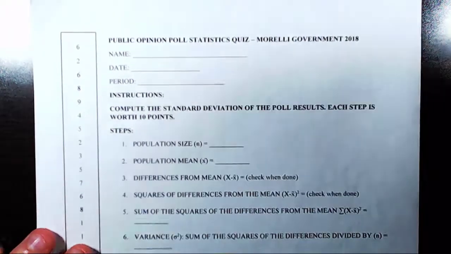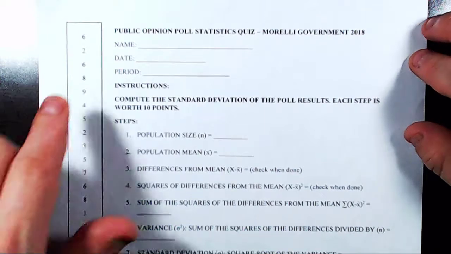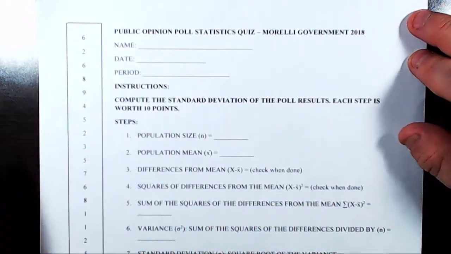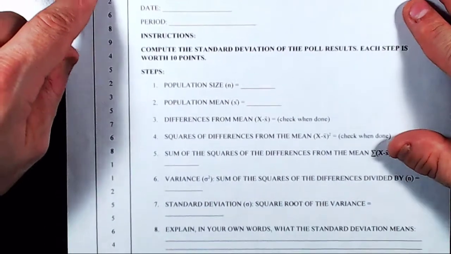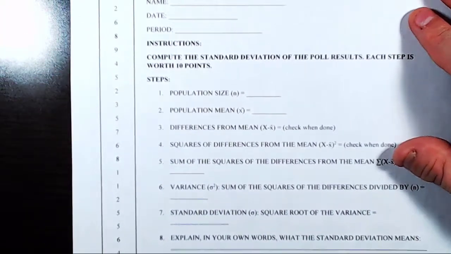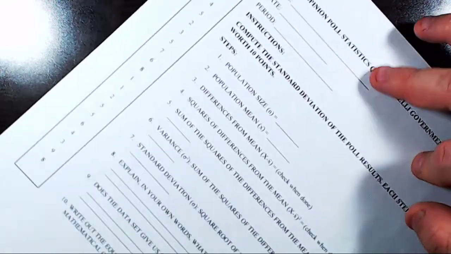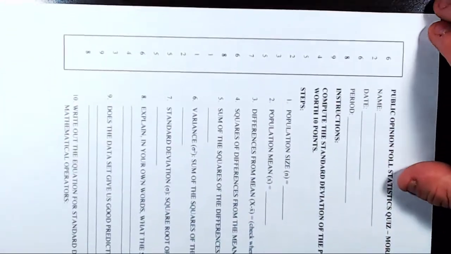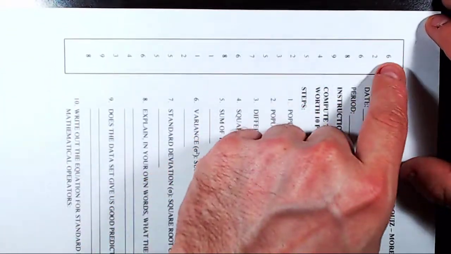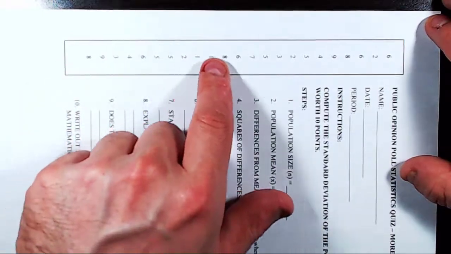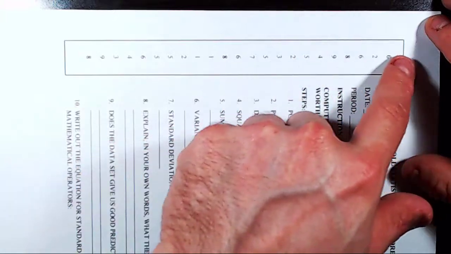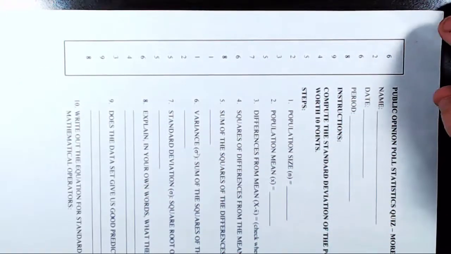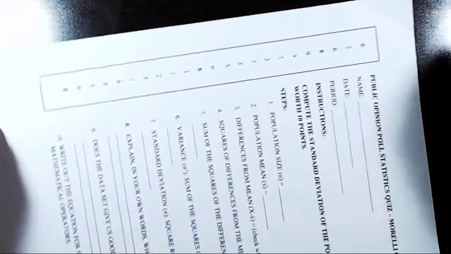We have a worksheet that will be available in the link description. It's called the Public Opinion Poll Statistics Quiz, and this is what you did in class. You are given on the left side of the page a whole list of numbers, and I'm going to turn the page sideways so viewers can see the whole list. All of them fall inclusively between 1 and 9. This is actual student data taken from an opinion poll conducted in class.